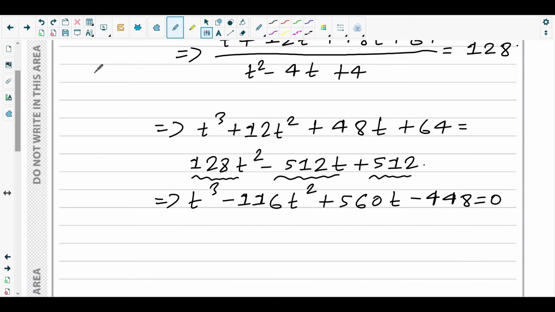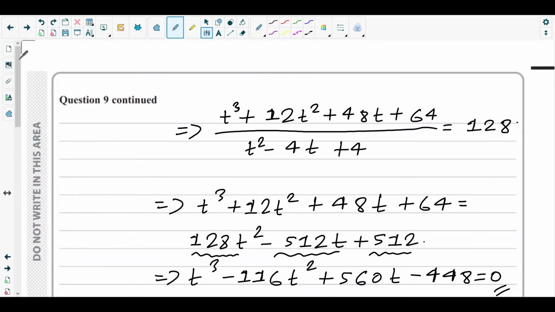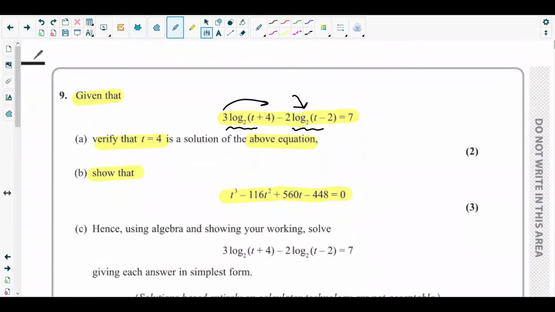So that's exactly the equation, isn't it? Let me check it out: t cubed minus 116t squared plus 560t minus 448.